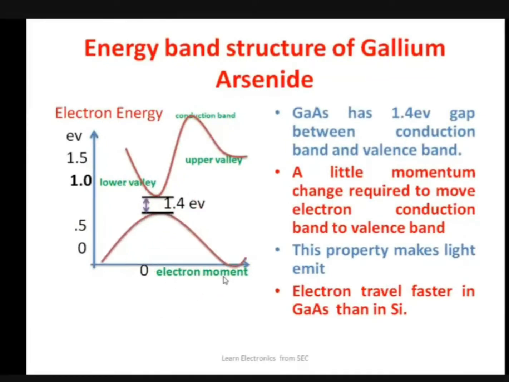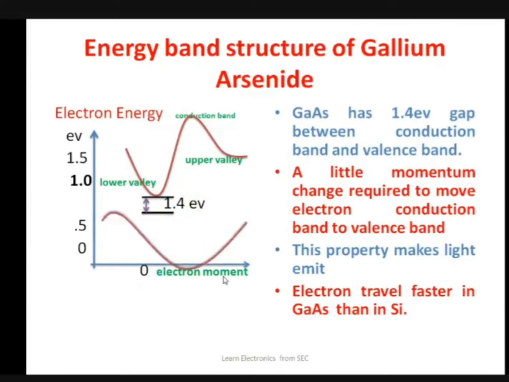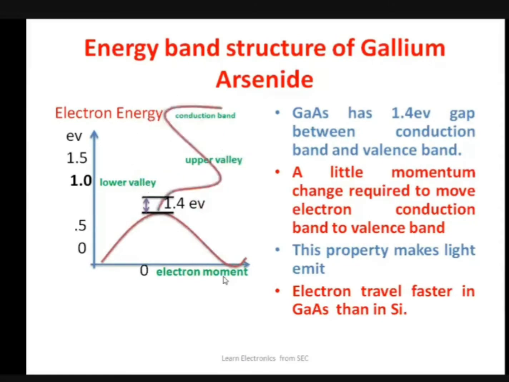See the first curve. This is the valence band, and this curve is for the conduction band. Got it? So let me show it again. This curve is for the valence band, and this curve is for the conduction band. And the gap between valence band and conduction band for gallium arsenide is 1.4 electron volts.